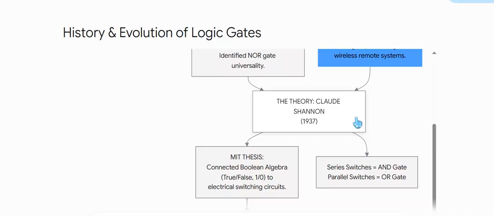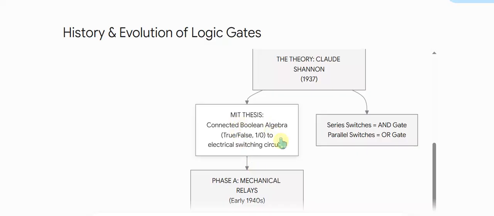He gave the concept that in computers also we can apply the same thing, especially at MIT, the Massachusetts Institute of Technology. They wrote the thesis connecting Boolean algebra. Boolean algebra means concluding something in true and false, or in one or zero. So they said they can design electrical switching circuits in this way. They gave this concept in the MIT thesis.